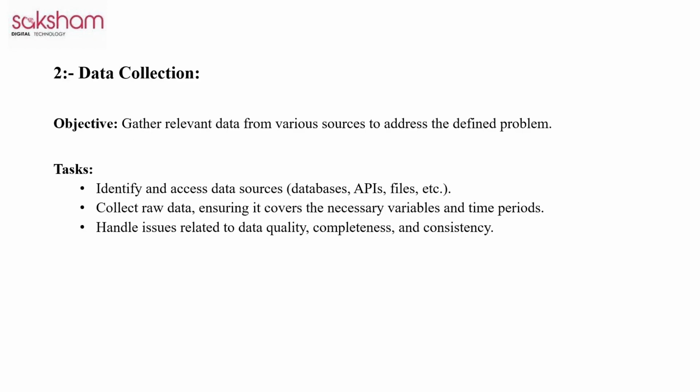Our next, second step is data collection. In data science we require data. So with the help of data we do everything. So data collection is the second most important process in the data science process. The objective of this data collection process is to gather relevant data from various sources to address the defined problem.